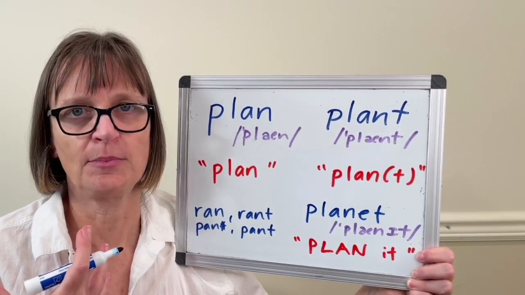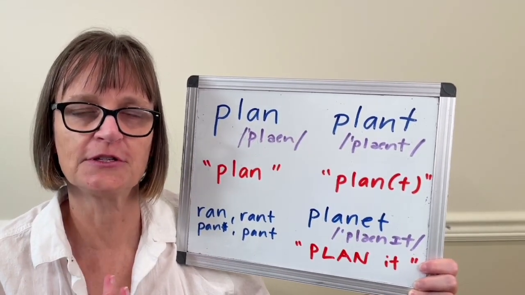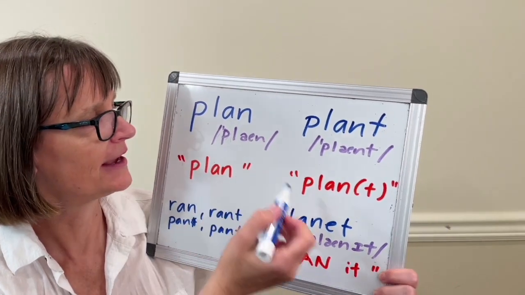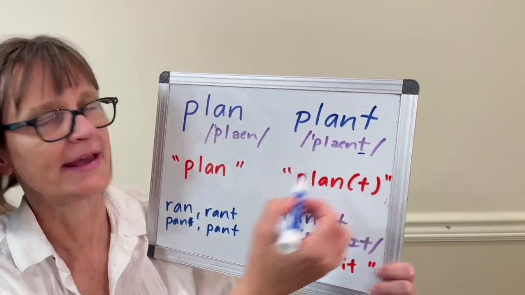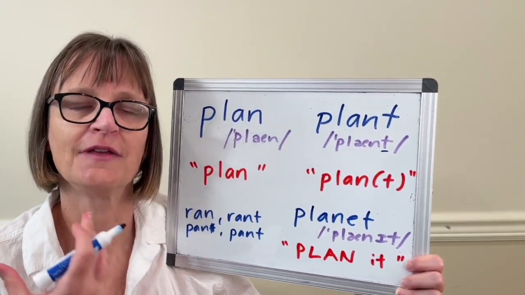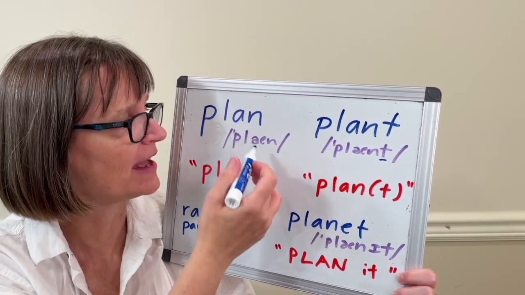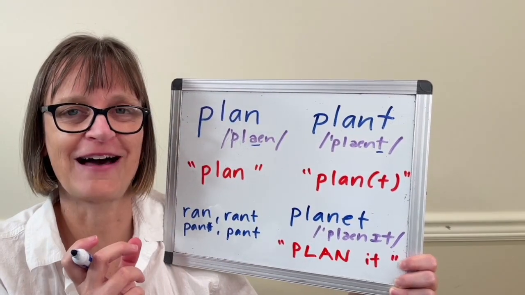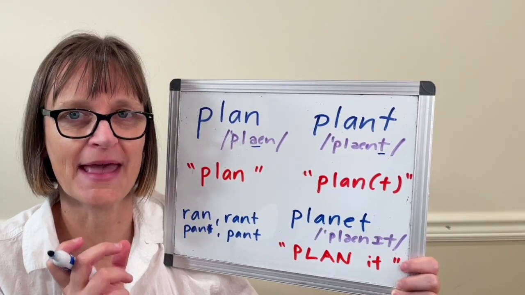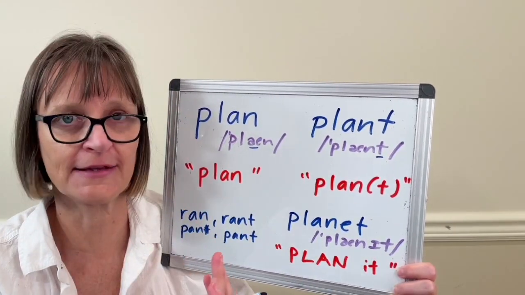So looking at plan versus plant, if you just look in the dictionary, they look like they'll be the same except for plant will have the T sound. These are both fairly straightforward in terms of how they're spelled. One letter for one sound. They both have the A vowel like in cat or man, plan, plant.